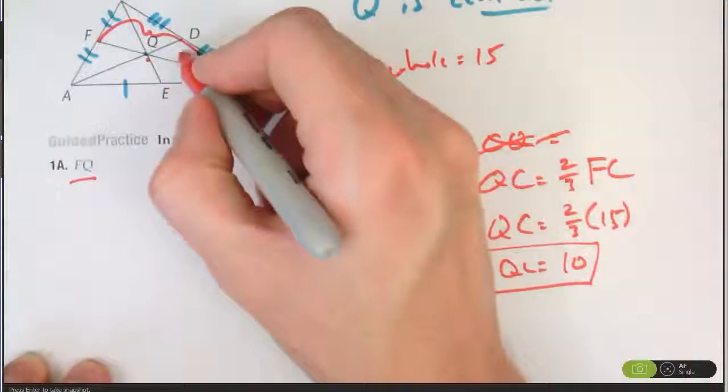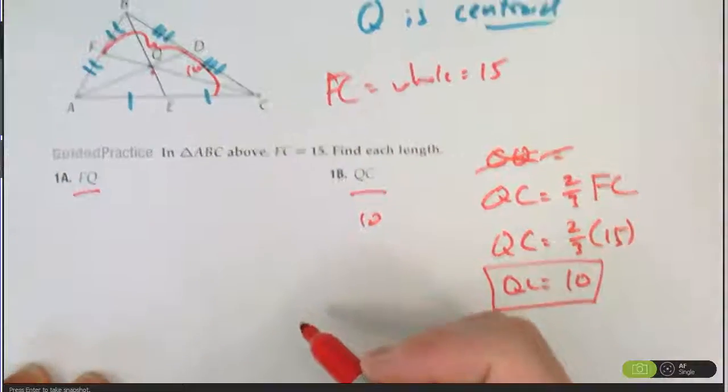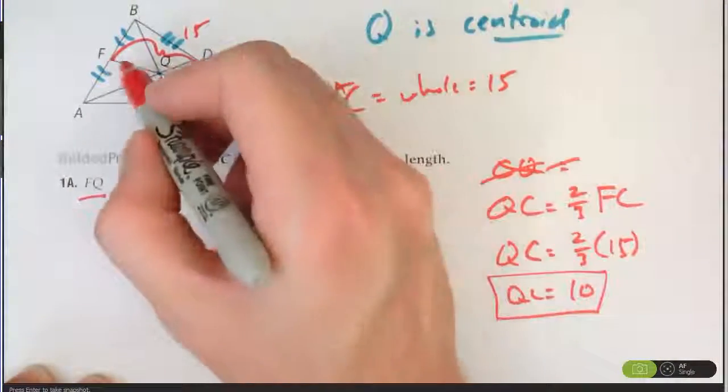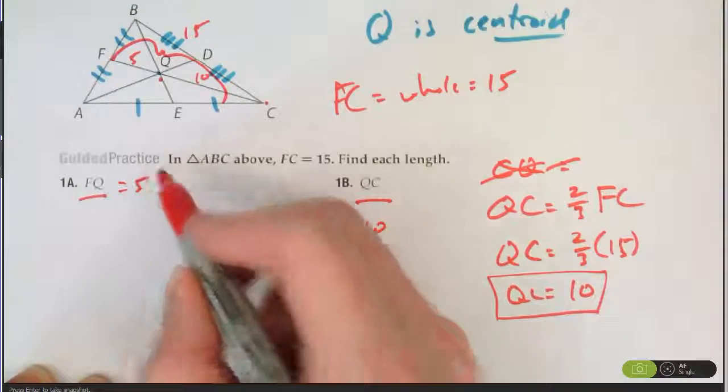Now, the other thing is this, if this is 10, that makes finding FQ really easy, because if this is 10 and the whole thing is 15, that means FQ has to be 5. That's it.